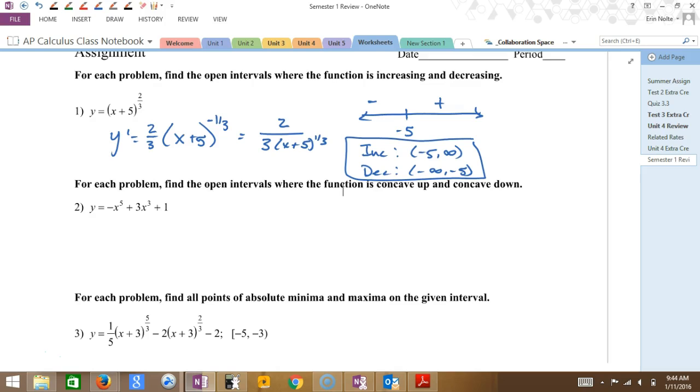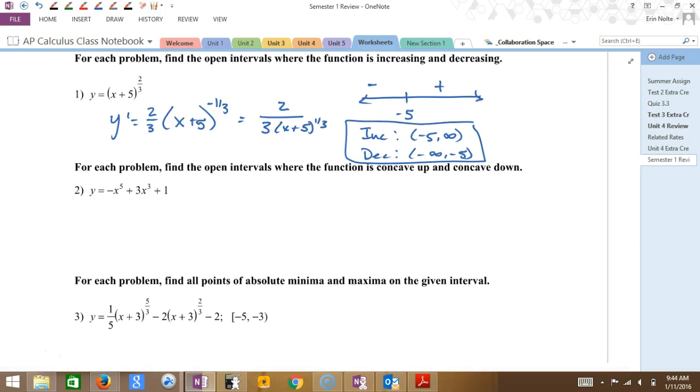How they are, in fact, crucial. Let's call them crucial numbers, so that kind of steps over critical. And then, yeah, there's a big... it's perfect. Crucial numbers. Okay, open intervals for where the function is concave.